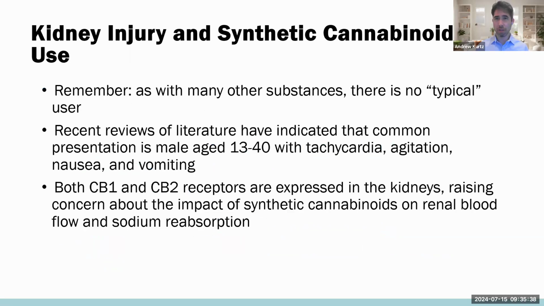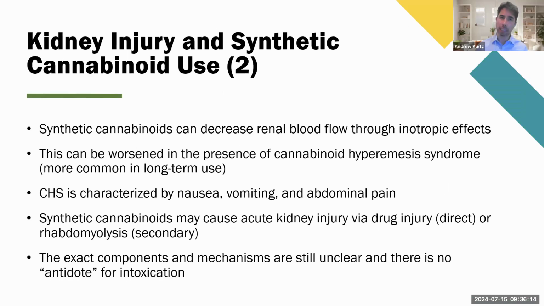There is no typical user for synthetic cannabinoids. This is true of most substances. Review of literature shows that the most common presentation are males aged 13 to 40, presenting with tachycardia, agitation, nausea, and vomiting. Because both the cannabinoid CB1 and CB2 receptors are expressed in the kidneys, there is a greater concern about the impact of synthetic cannabinoids on renal blood flow and sodium reabsorption. Something like rhabdomyolysis is a presentation that has been linked to synthetic cannabinoid use and other synthetic compounds that we've mentioned previously.